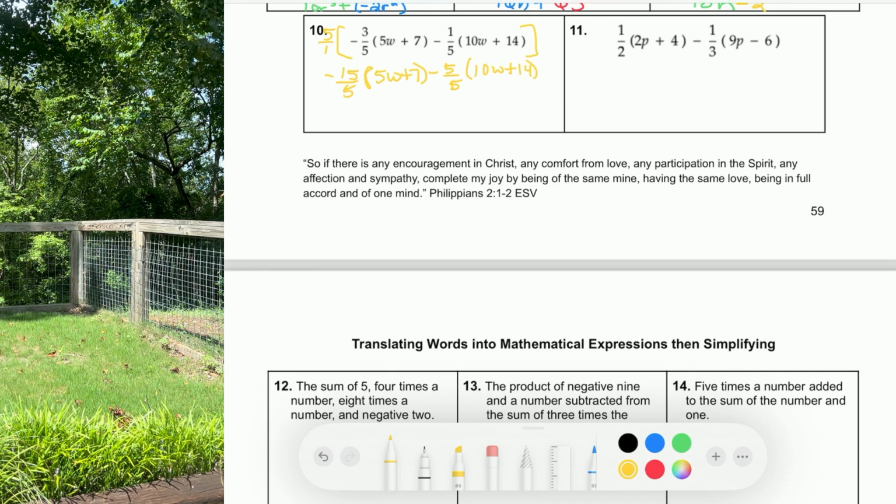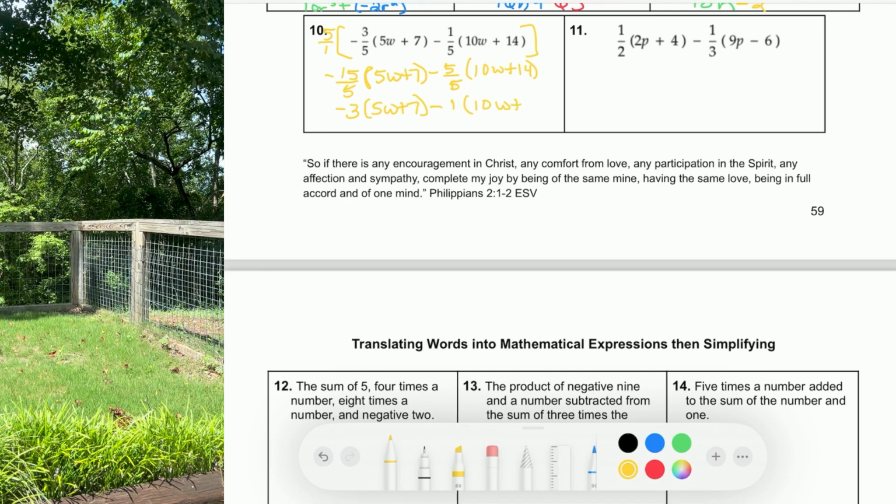Okay. Now you'll notice we still have fractions, so they're not completely gone yet, but all we've got to do is simplify them now. So negative 15 divided by 5 is a negative 3. Rewrite the 5w plus 7. Now 5 over 5 becomes a 1. Because 5 divided by 5 is 1. Now we have whole numbers that we can distribute. So a negative 3 times the 5w and times that 7. So negative 3 times 5w is negative 15w. Negative 3 times a positive 7 is a negative 21.